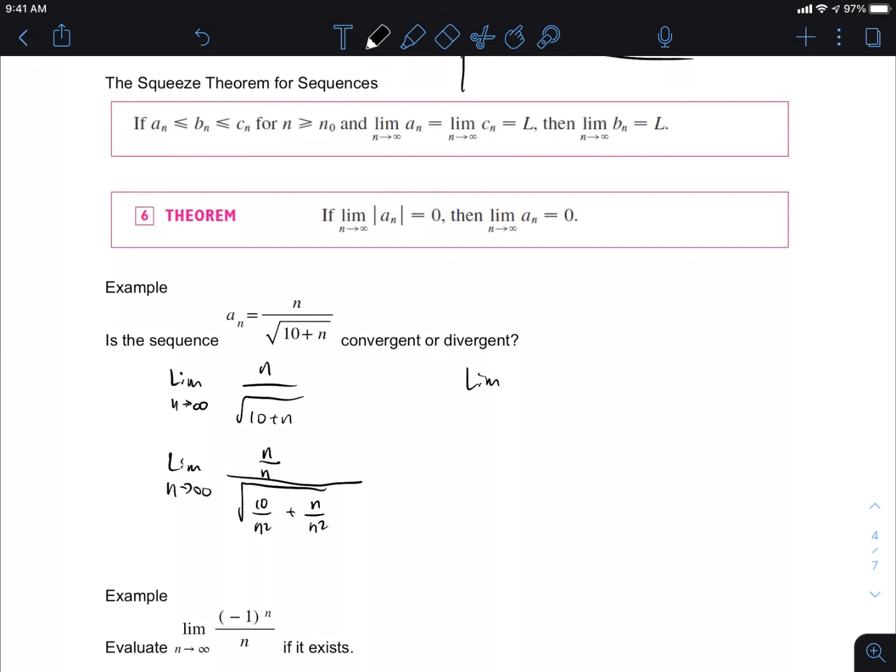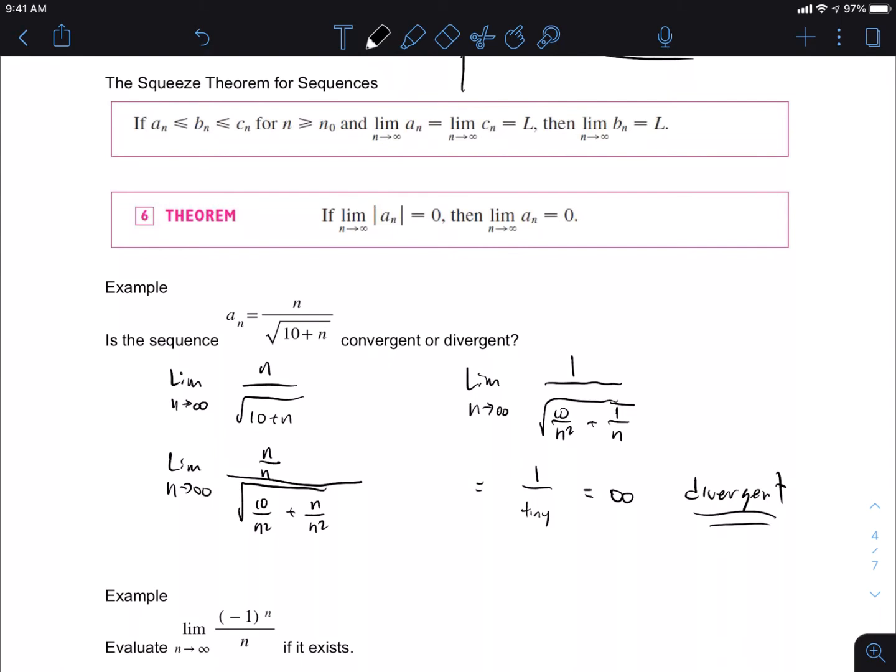And so my limit then is going to be the limit as n goes to infinity of 1 over the root of 10 over n squared plus 1 over n. And what we end up seeing here is this is going to be equal to 1 over some tiny number, right? This is going to be tiny. And so 1 divided by some tiny number is going to take us to infinity. And since it takes off to infinity, does it converge or diverge? Remember, if it doesn't go to a specific number, it diverges. And so this case is going to be divergent.